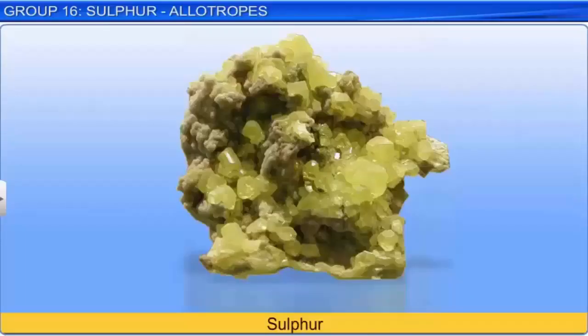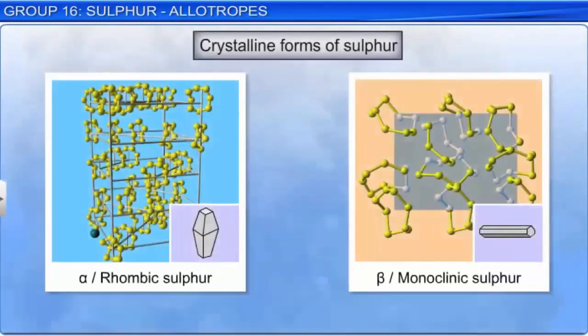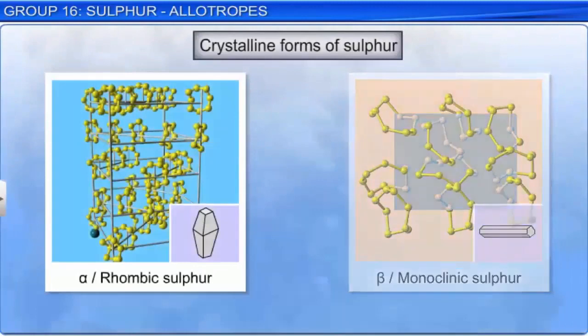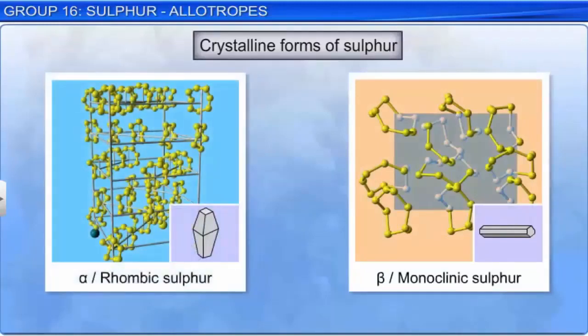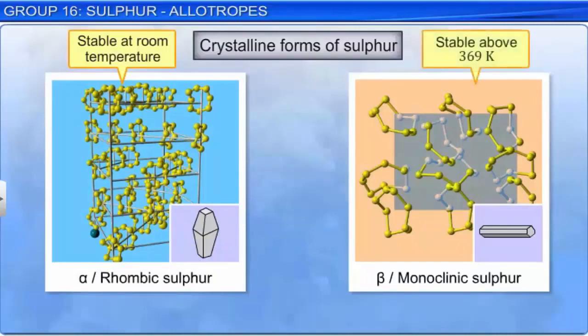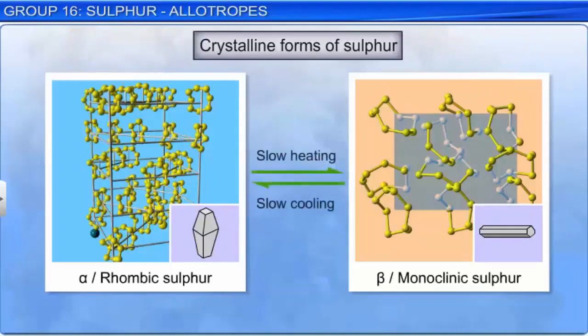Sulfur has more allotropic forms than any other element. The two common crystalline forms are alpha or rhombic sulfur and beta or monoclinic sulfur. Rhombic sulfur is stable at room temperature, while monoclinic sulfur is stable above 369 Kelvin. These two forms change reversibly with slow heating or slow cooling.